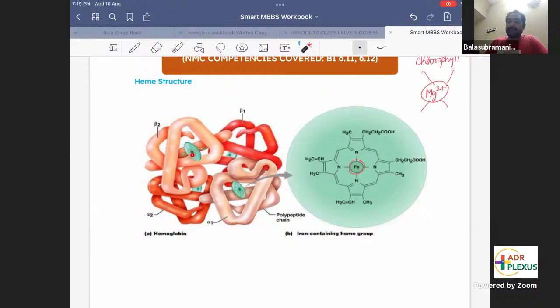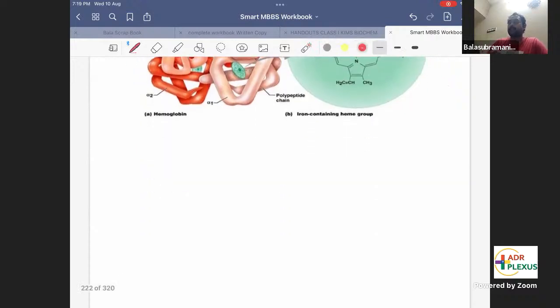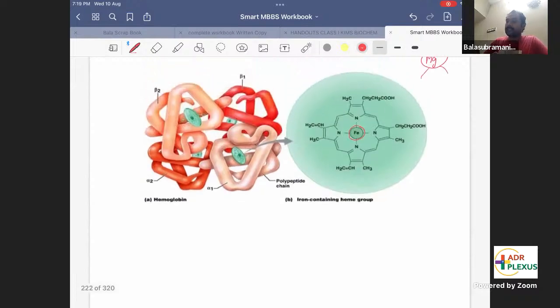If you see the green color moiety, this is the heme molecule. Here is another heme molecule, here is another heme molecule, and here is another heme molecule. And what is this coiled structure? The coiled structure is basically nothing but 2 alpha chains. This is alpha 1 and alpha 2, and this is beta 1 and beta 2. So what exactly is happening in the hemoglobin, you understand this structure.